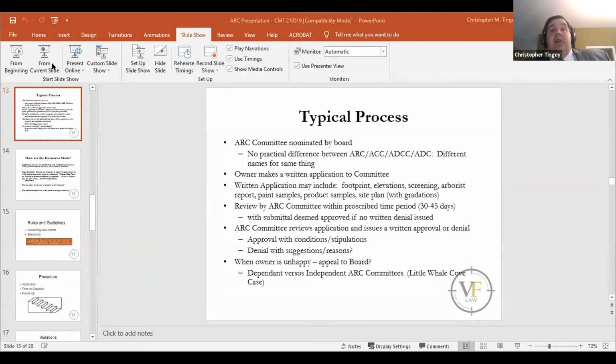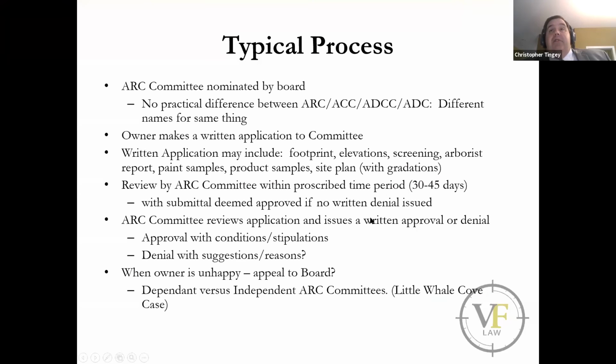In fact, again, just going back to the lawsuit that I was telling you about, that very thing was one of the factors that the court liked in the whole process. The board president came out and met with the homeowner and walked the property and talked through everything. And so that's really how it works.